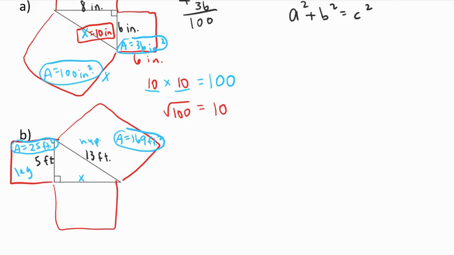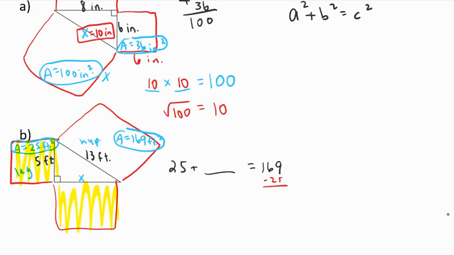Remember, it's the area of the two legs that adds up to the hypotenuse. So here we need to add up the area of this leg and the area of this leg together. So I know that 25 plus something is going to give me the area of the hypotenuse, which is 169. If I subtract 25 from 169, I get 144. So now I know that the area of this square is 144 feet squared.